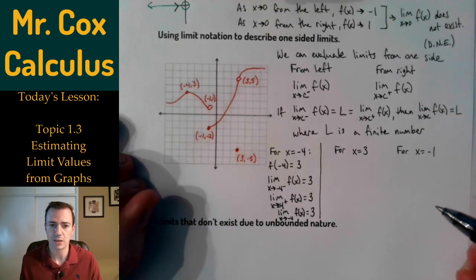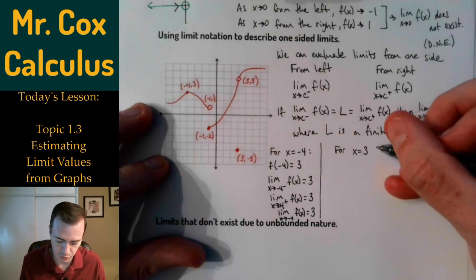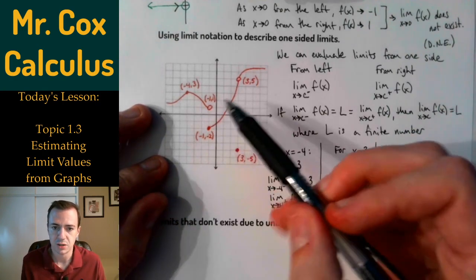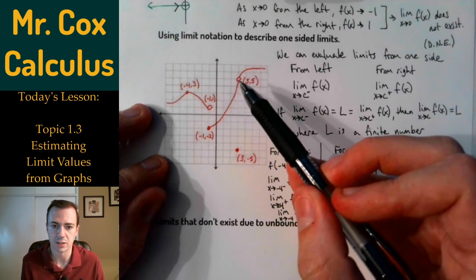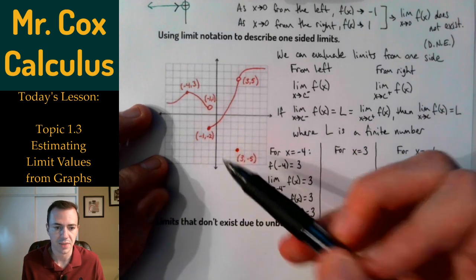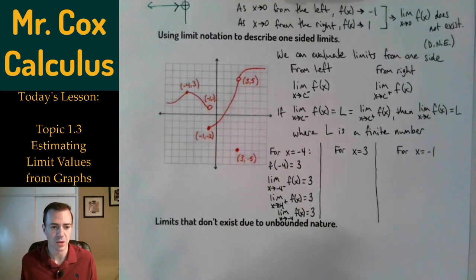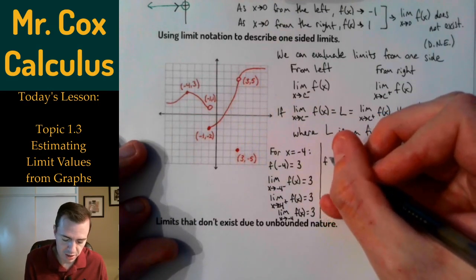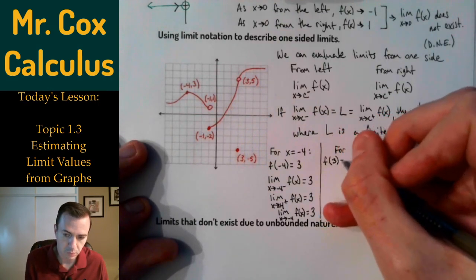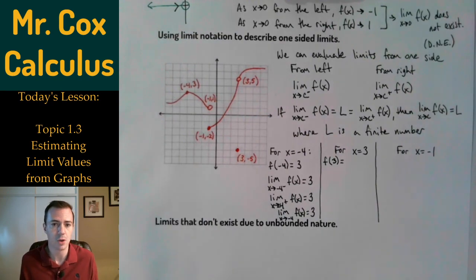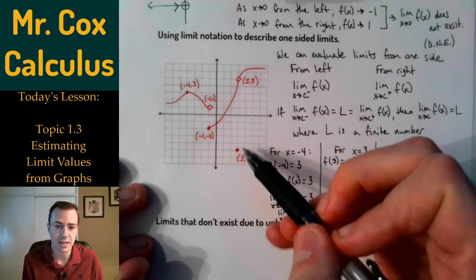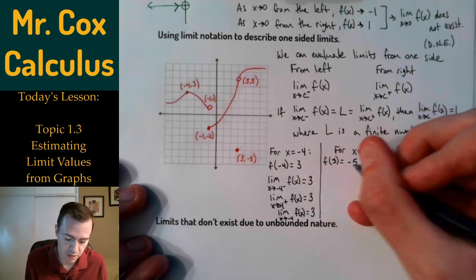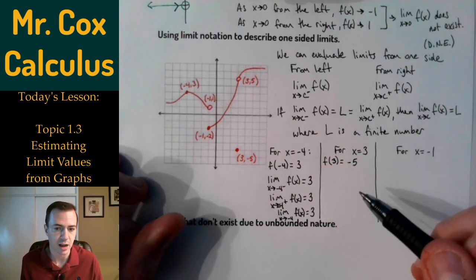Where things start to get really interesting is when we start talking about what's happening at x equals 3. So if you take a look at x equals 3, that's where I have this little hole, and then this gets filled in here. So let's make sure we understand what's happening all over the place with this graph. I know that f of 3, in other words, the function value at 3, is this point down here at -5. So I can say f of 3 equals -5.